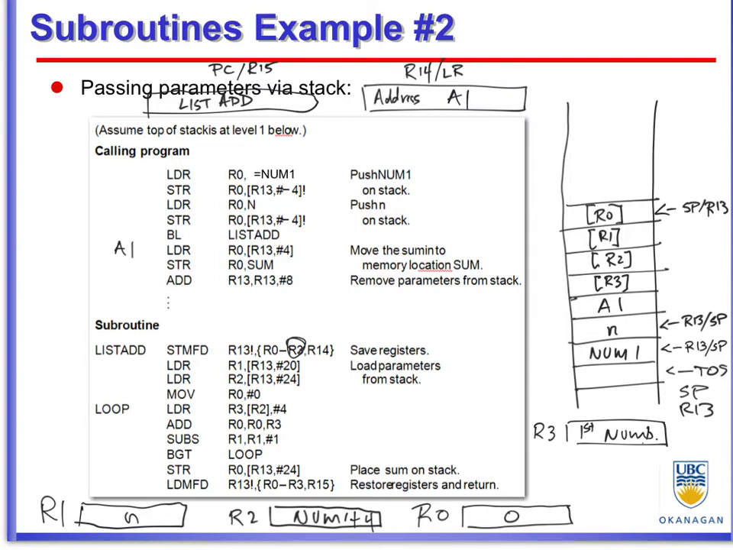Now we're going to add the contents of R3 to R0 and put the result in R0. 0 plus first number is first number. Okay. Now we have a subtract instruction. We're going to subtract the immediate operand from what's in R1, which is the number of numbers, and put the result back into R1. So R1 now holds n minus 1.